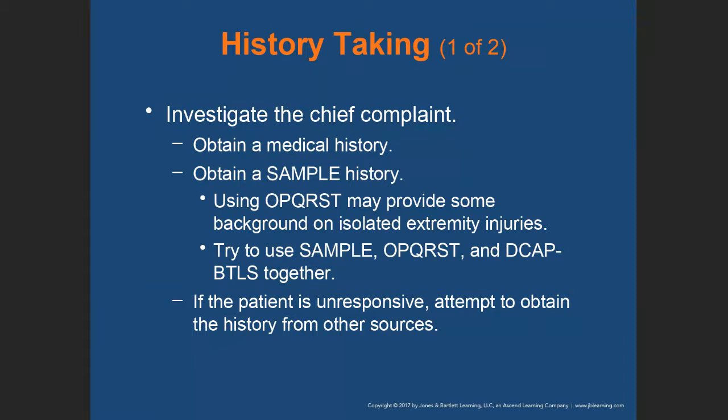Now, after the primary assessment, the next phase is history taking. Investigate the chief complaint, obtain a medical history, SAMPLE history. Using your OPQRST may provide some background on an isolated extremity injury. Try to use SAMPLE, OPQRST, and DCAP-BTLS together. If the patient is unresponsive, attempt to obtain the history from other sources.